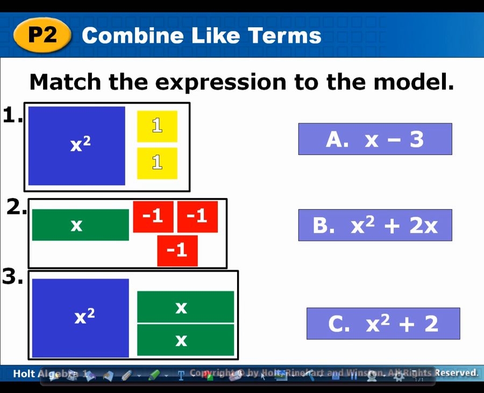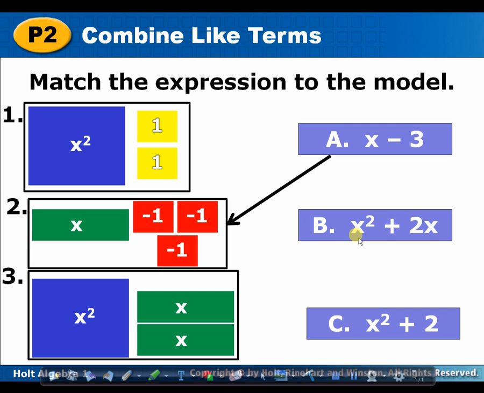Now, take a minute and look at these expressions and the models with the algebra tiles and see if you can determine which one matches which. I think they match from here to there, right? If you look at your first one here, A, I think they go like this. You have x minus 3. You're looking for a single x and then 3 negative unit pieces. So it matches with number 2.